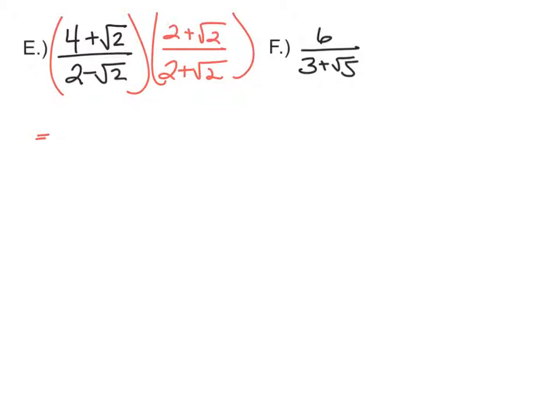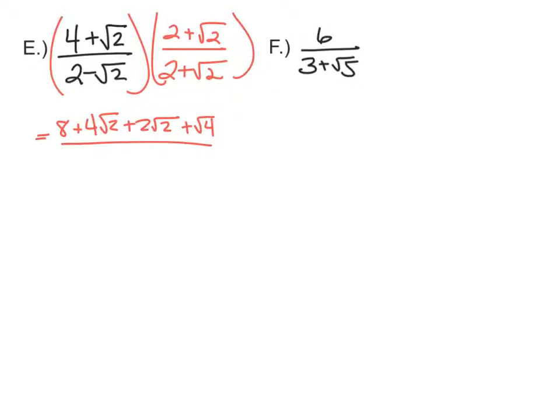In the numerator, I'm going to have to FOIL. 4 times 2 is 8, plus outsides will be 4 root 2, the insides will be 2 root 2, and the last will be square root of 2 times square root of 2 is the square root of 4.